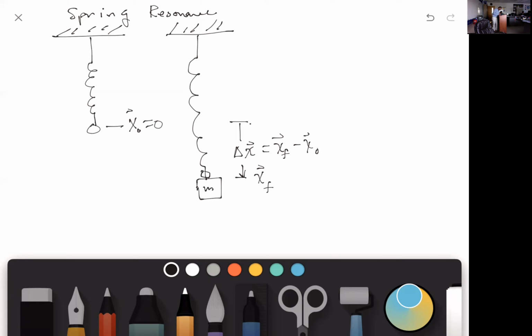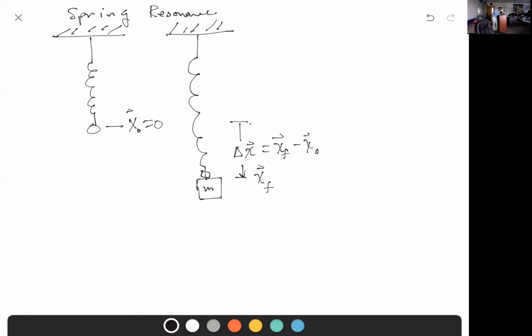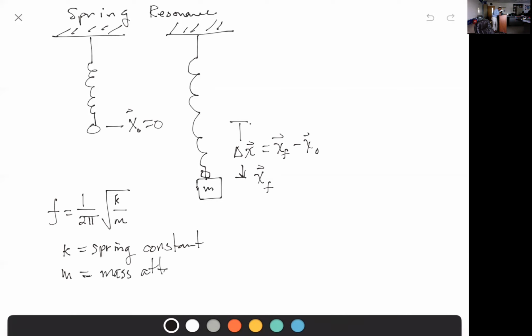Okay. So the resonance for this particular system is the following. f is equal to 1 over 2 pi times the square root of k over m, where k is the spring constant. It's basically how stiff a spring is. And m is the mass attached to the spring.